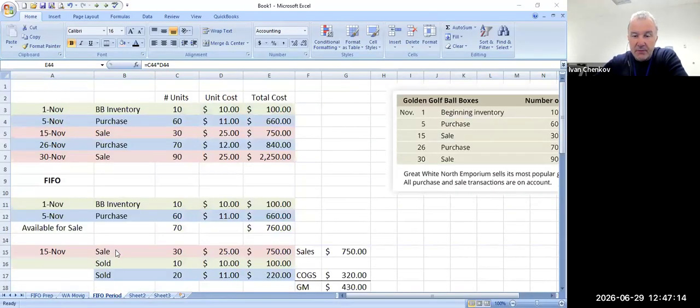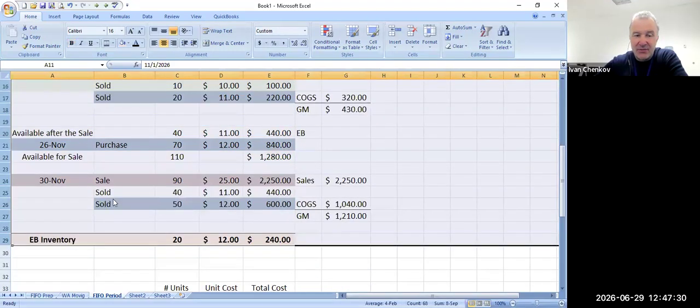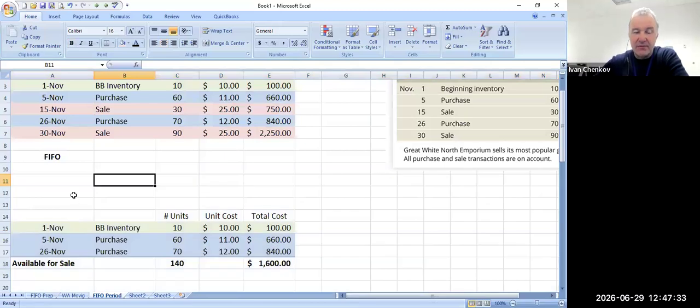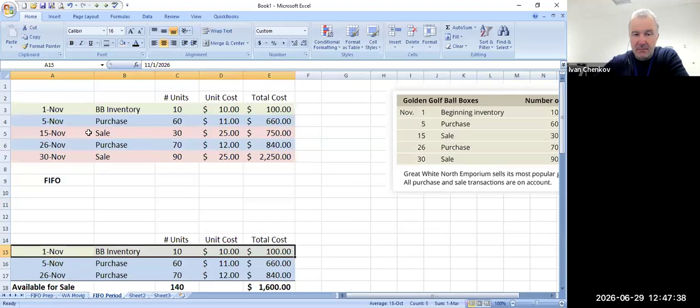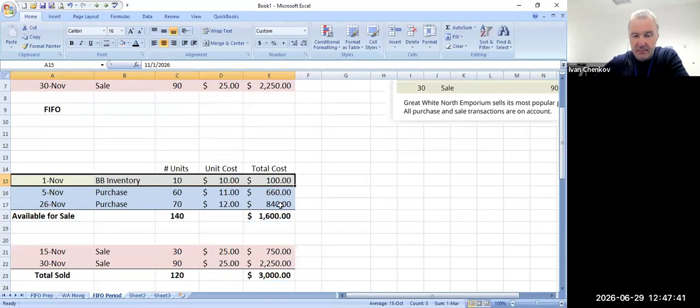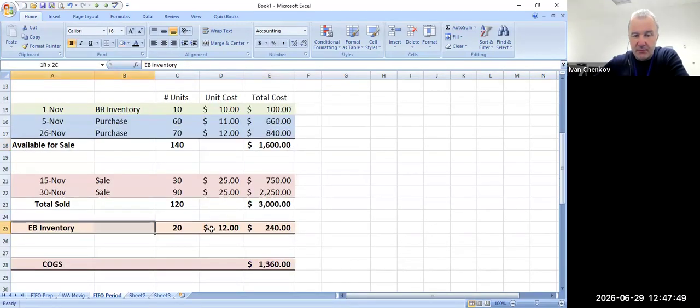So now, when we're doing the periodic system, one thing that I want you to understand: these calculations that we did for the perpetual, we don't need them, so I can easily delete them. So what we're going to do? We're going to get the beginning balance. We're going to get the purchases. We're going to have how much we have available for sale. Once we get available for sale, we're going to count the ending inventory.